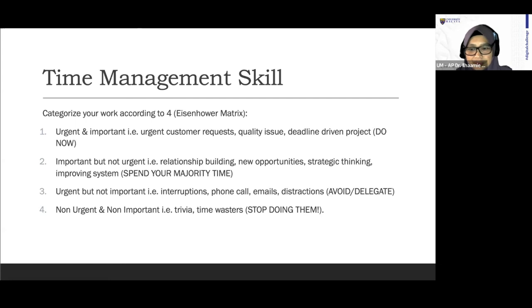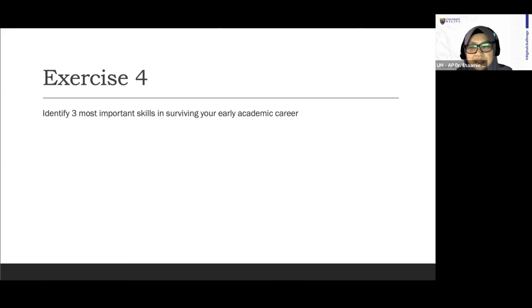Okay, so now we go to the last exercise. Now I want you to identify the three most important skills in surviving your early academic career. I suppose that my five survival skills may not be the same as what you have in your mind. So could you please identify, do you think there are other skills which are important for you in order to survive your early academic career?